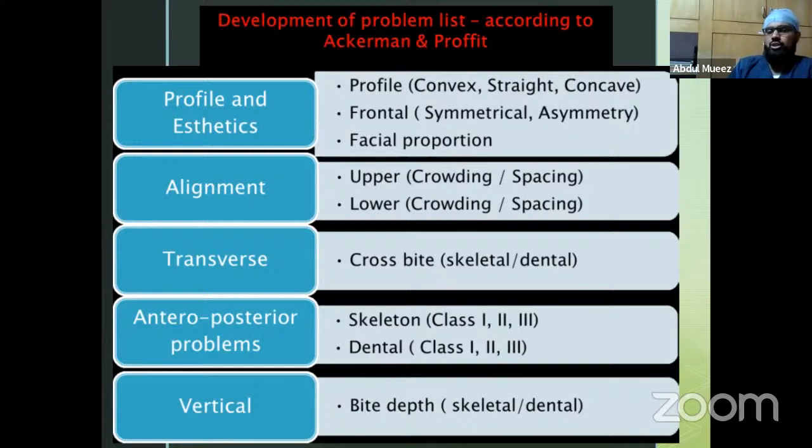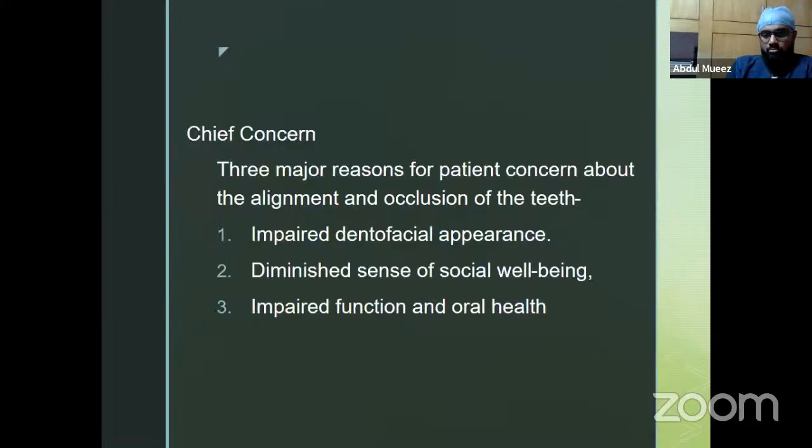Then the anteroposterior relationship, which can be class 1 molar relation, class 2, or class 3. That also needs to be mentioned, be it skeletal or dental. Vertical height: in a profile itself you can check whether it is a deep bite or an open bite. All this has to be checked.